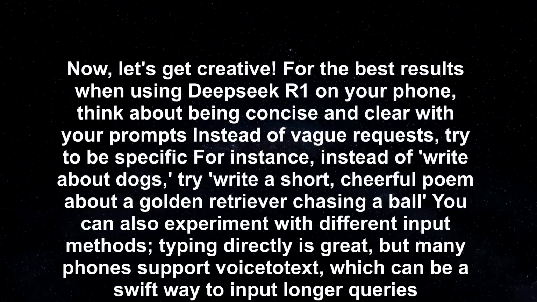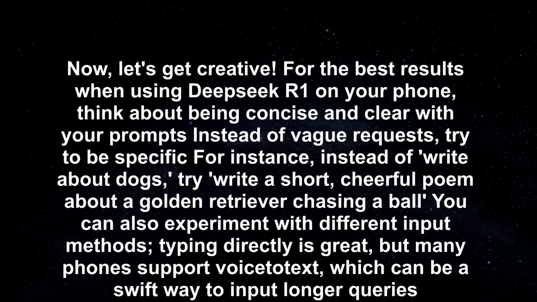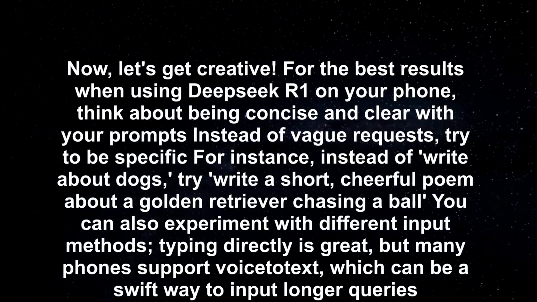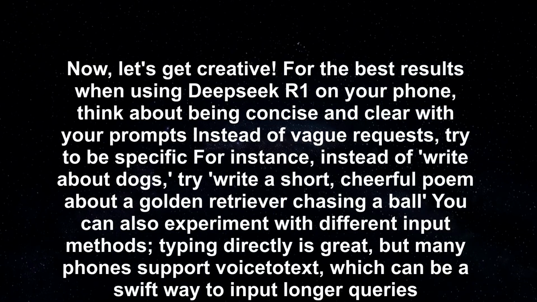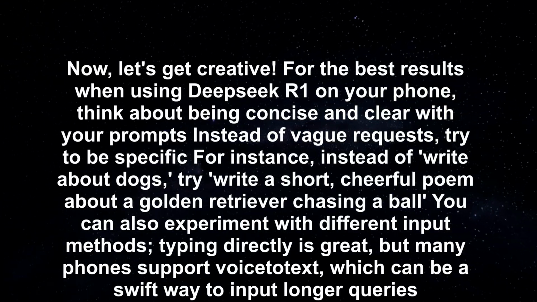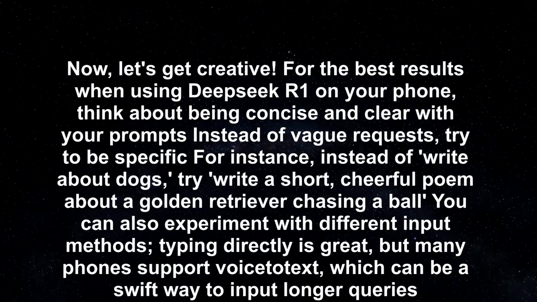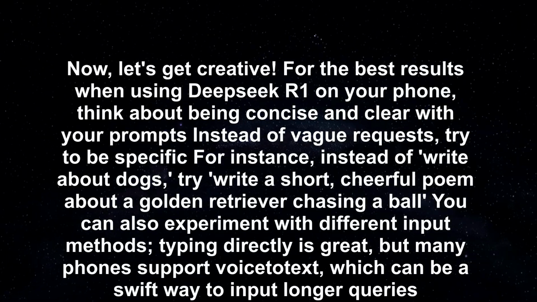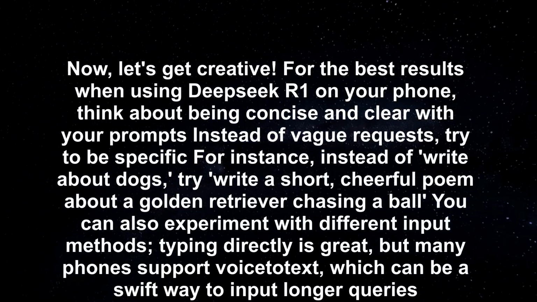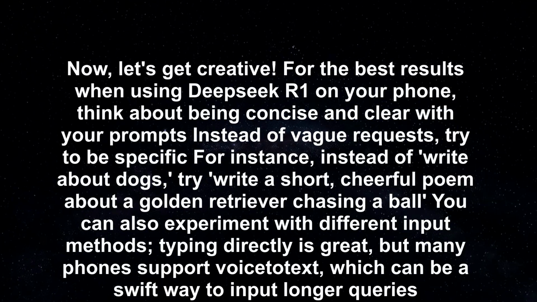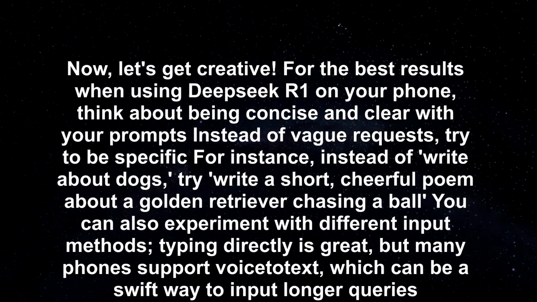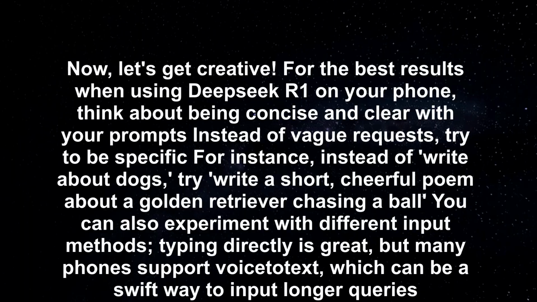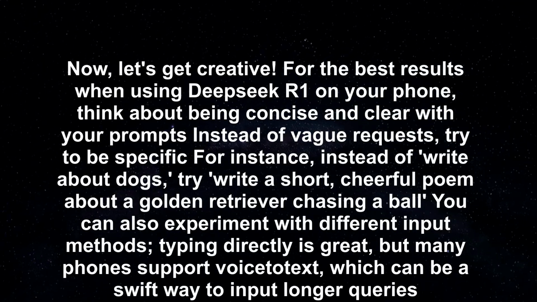Now let's get creative. For the best results when using Deepseek R1 on your phone, think about being concise and clear with your prompts instead of vague requests. Try to be specific. For instance, instead of "write about dogs," write "a short, cheerful poem about a golden retriever chasing a ball." You can also experiment with different input methods. Typing directly is great, but many phones support voice to text, which can be a swift way to input longer queries.